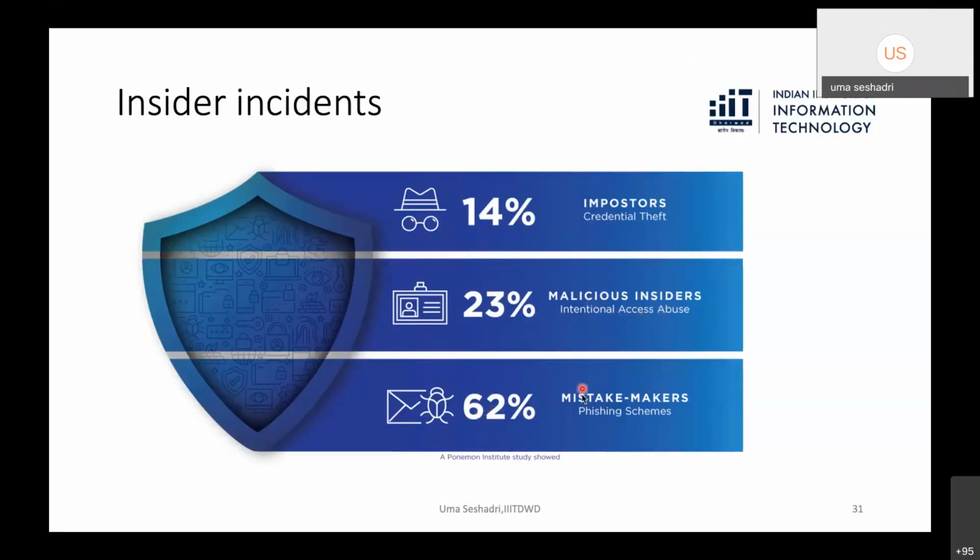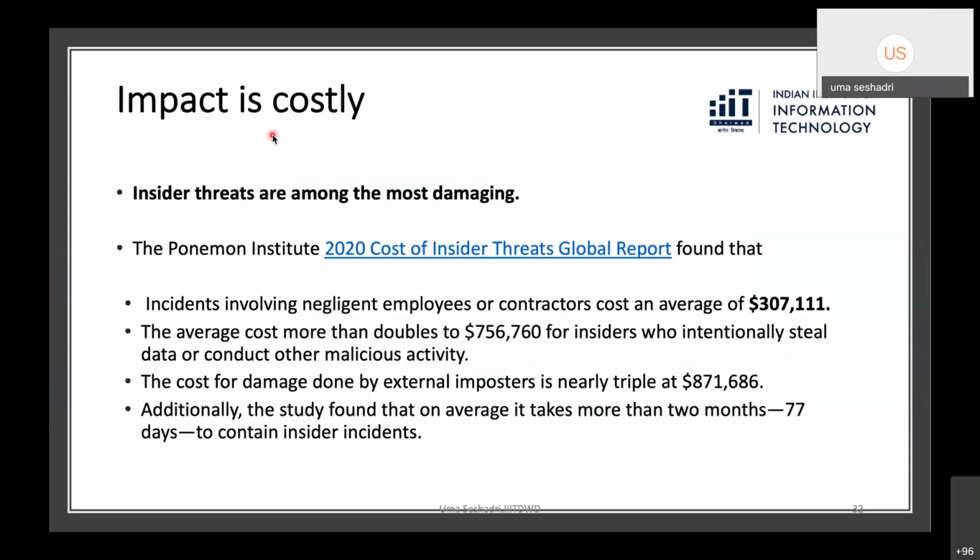62% are using phishing mechanisms to create security challenges inside the organization. So these insiders are capable of creating a lot of security-related challenges and threats to the organization. That is why the zero trust model is very important today. Why? Because the impact is costly.